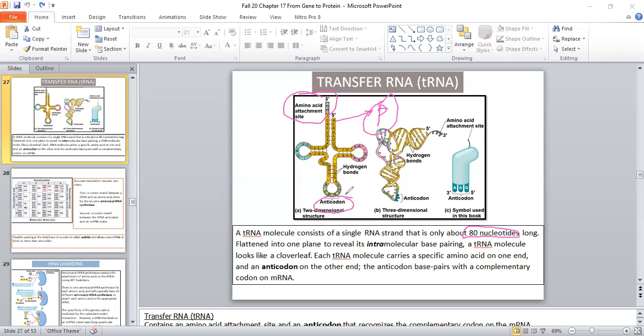Okay, I'm moving to the next. You just remember this: transfer RNA has a clover leaf shape. On one side there is one anticodon. Opposite to that anticodon, at the 3' end, it has the amino acid. This is important. All right, I'm moving to the next.